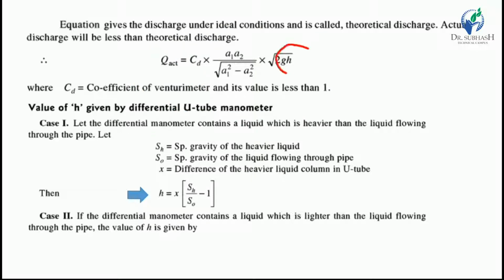Now, the value of h in the case of a differential U-tube manometer: how can we find it? According to this equation, h is equal to x in bracket Sh upon So minus 1. Sh is the specific gravity of the heavy liquid. So is the specific gravity of the liquid flowing through the pipe, meaning the light liquid specific gravity. And x is the difference of heavier liquid column in the U-tube.